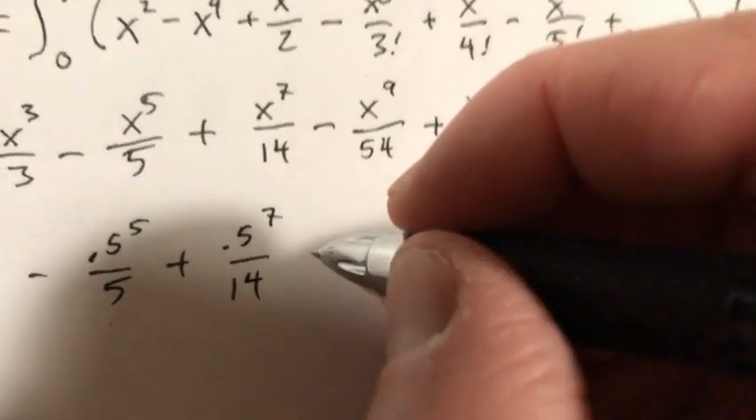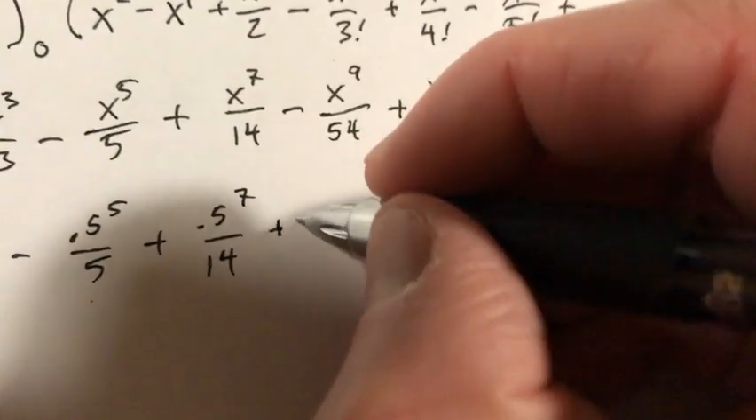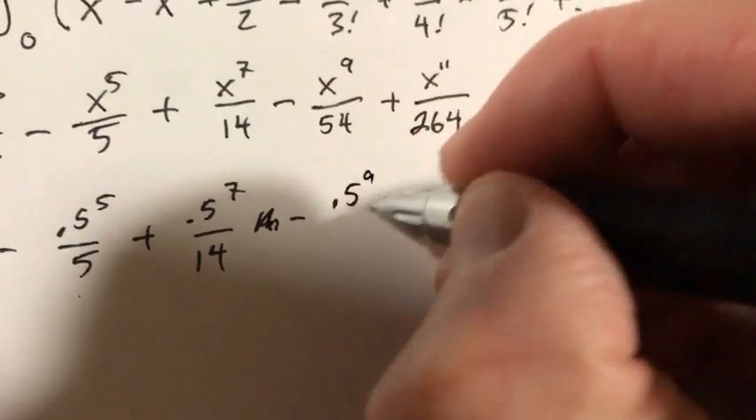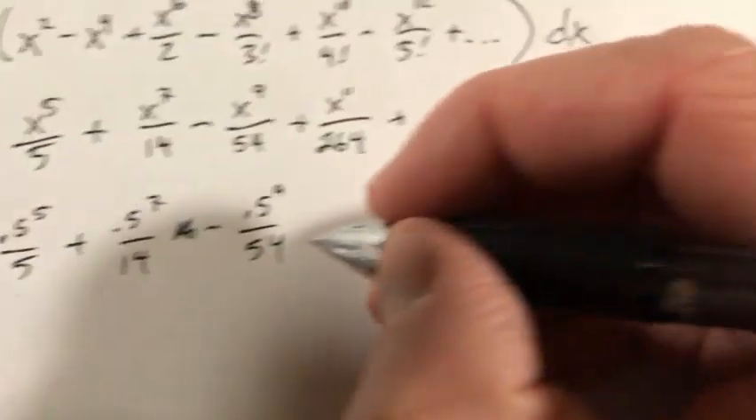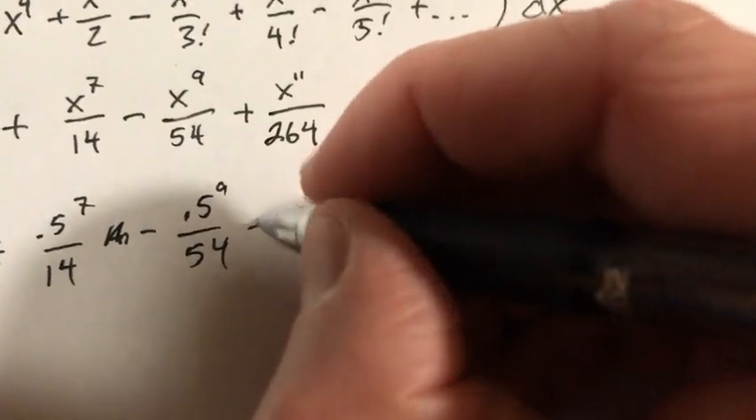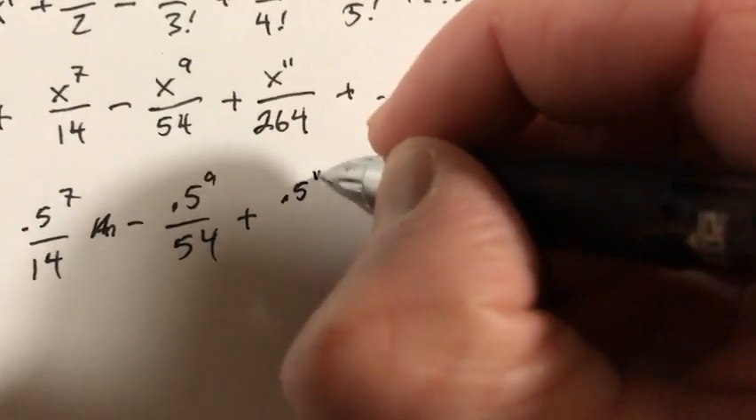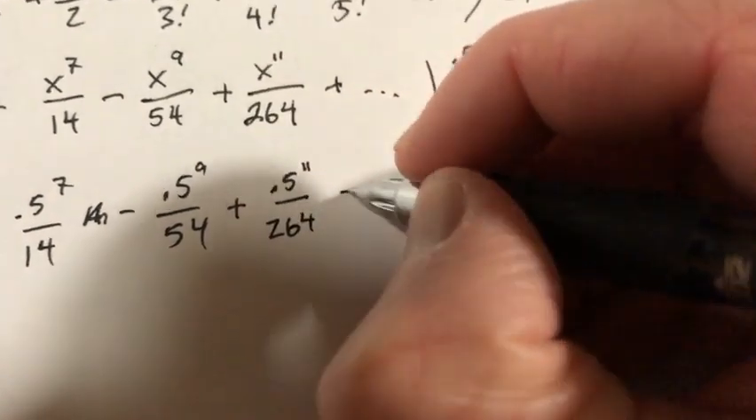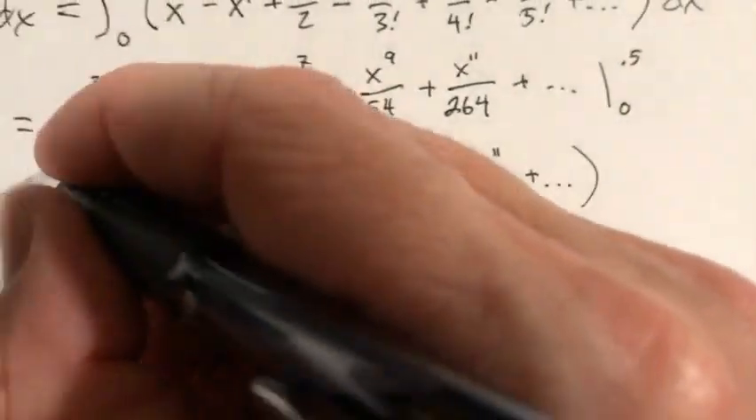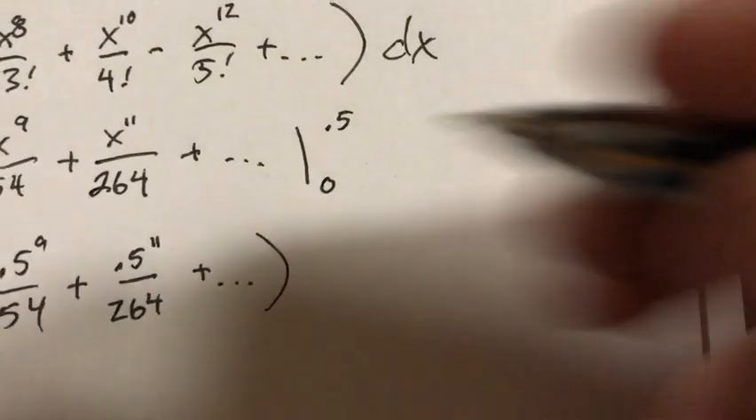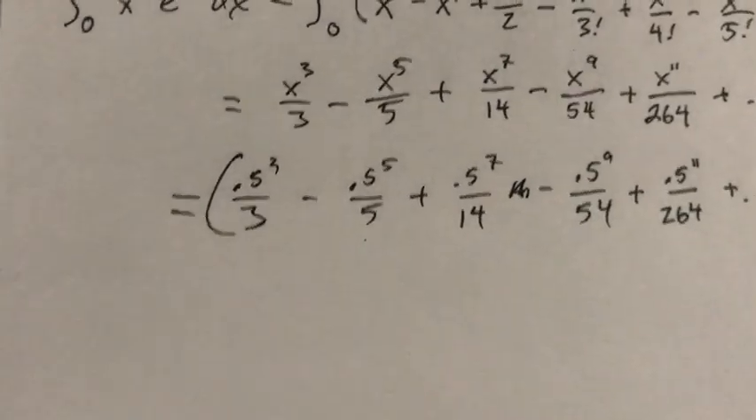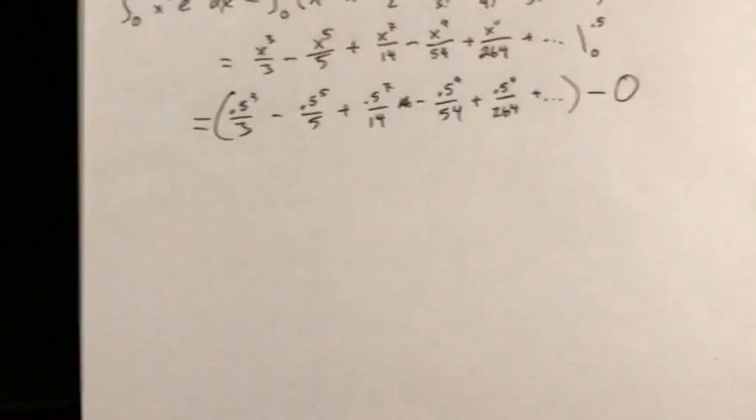I am thinking that this is definitely going to be a number that is small enough. Oops, sorry, that is minus 0.5 to the ninth over 54. But just to be safe, we'll do one more, plus 0.5 to the 11th. That's going to be a very small number, divided by 264. Of course, it's going to be very, very much smaller, plus a whole bunch of stuff. And then the bottom side of that limit, minus a whole bunch of 0. So we'll take a look at that. I'm going to plug this into my calculator.